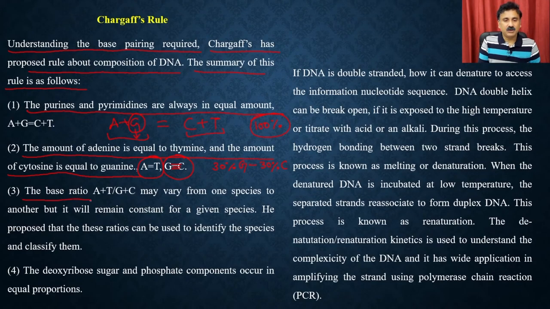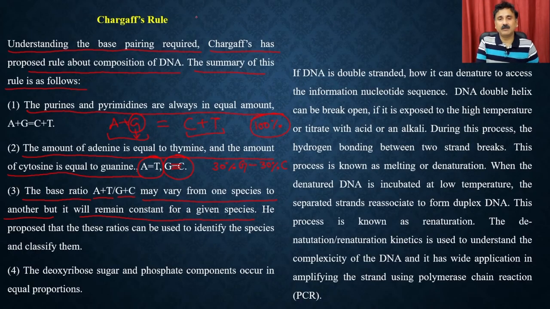The base pair ratio, that is A plus T by G plus C, may vary from one species to another, but it will remain constant for the given species. For example, if we talk about humans, the human species is Homo sapiens. This AT by GC ratio could vary from one organism to another because it depends on the complexity of that particular genome. But it could not vary within the species.